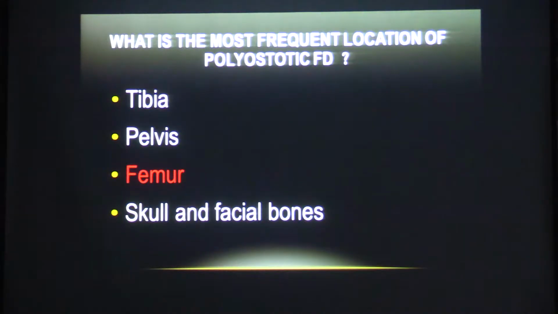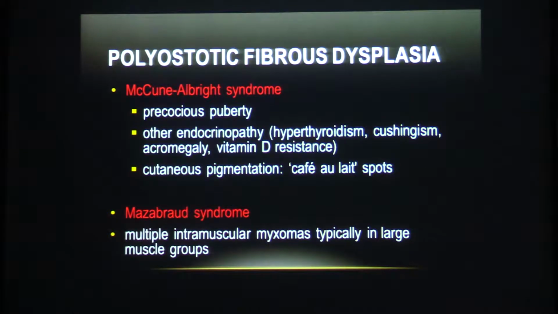We can also see polyostotic fibrous dysplasia as a main feature in two genetic syndromes. The more common one is McCune-Albright syndrome. Besides polyostotic fibrous dysplasia, it contains precocious puberty, some other endocrinopathy, either hyperthyroidism, Cushing, acromegaly, or vitamin D resistance, and café-au-lait spots. Another more rare genetic syndrome would be Mazabraud syndrome. It consists also of polyostotic fibrous dysplasia and multiple intramuscular myxomas, typically in large muscle groups.